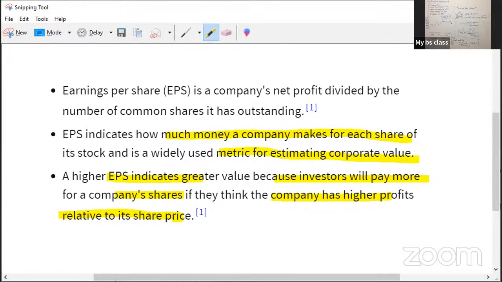So then we can move to our next part of the lesson, which is that there are two main decisions that you need to take in financial management.